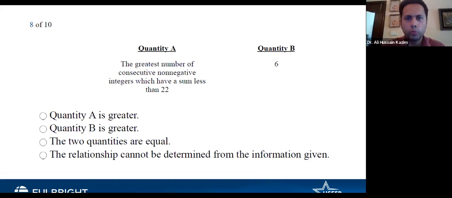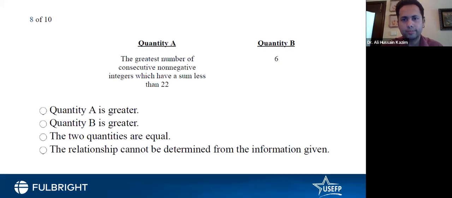So now I'll take questions. If there are any pending questions, you may ask. The non-negative integers were from zero onwards: 0, 1, 2, 3, 4, 5, 6. If you add numbers from 0 to 6, you would get 21. And those are a total of seven integers. So the answer is less than that.